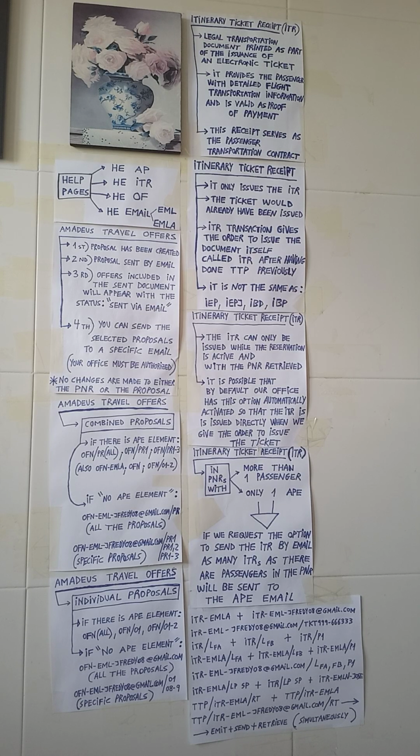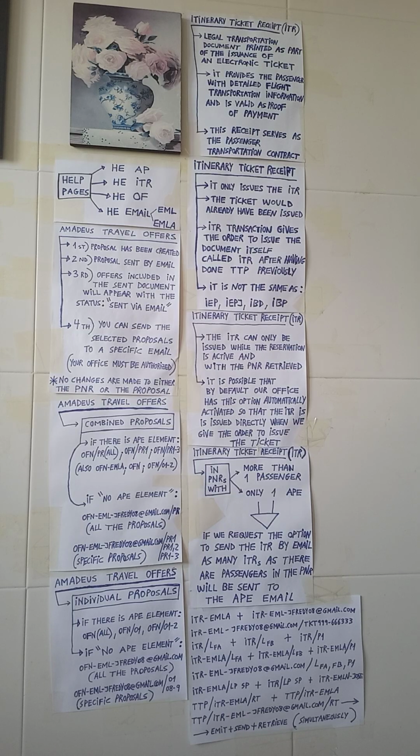In today's video, I will talk for the third time about the effects of the contact information that has been entered in the reservation using the AP code. Today, I am going to discuss how the customer's contact information affects things when we are working with Amadeus travel offers and with the ticket itinerary receipts, which are also called ITR. Let's get started with the video.